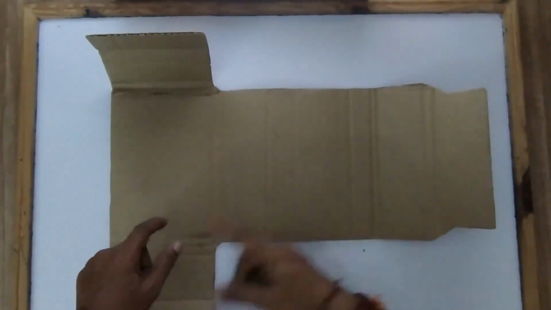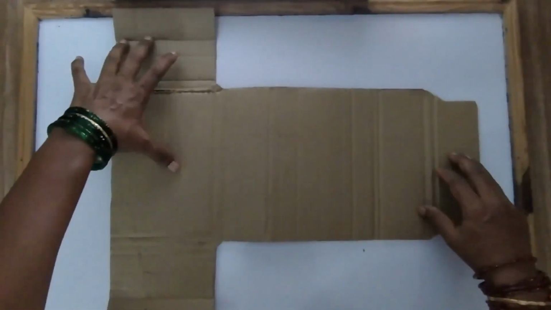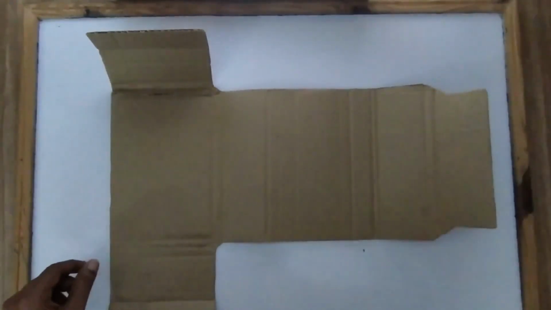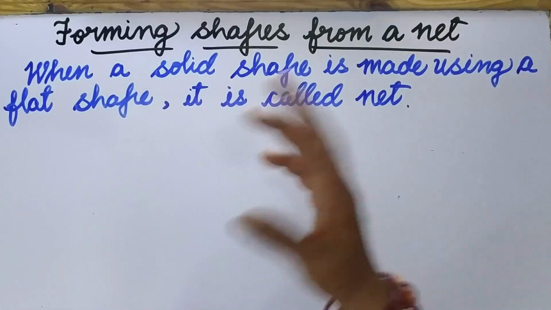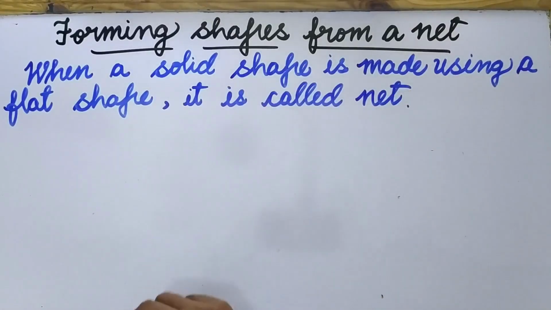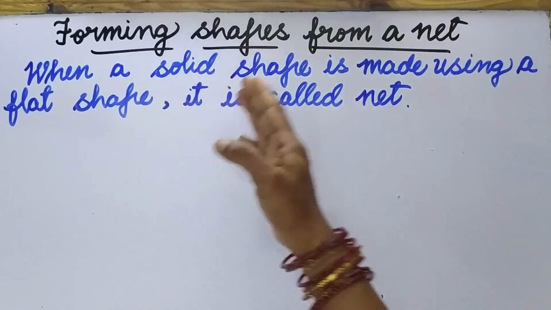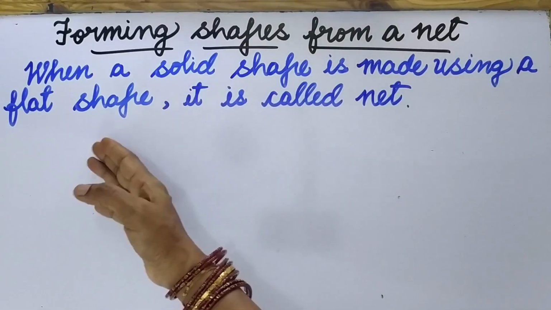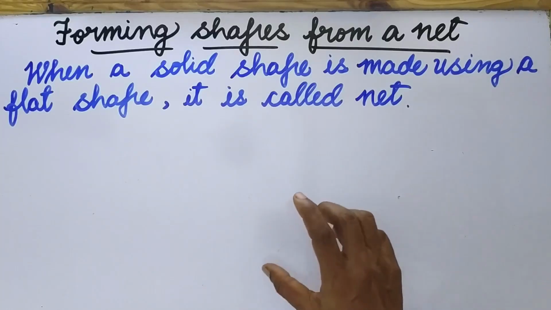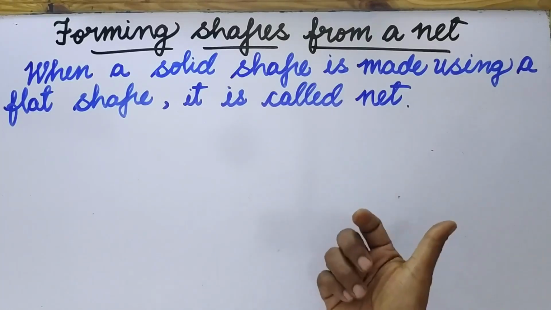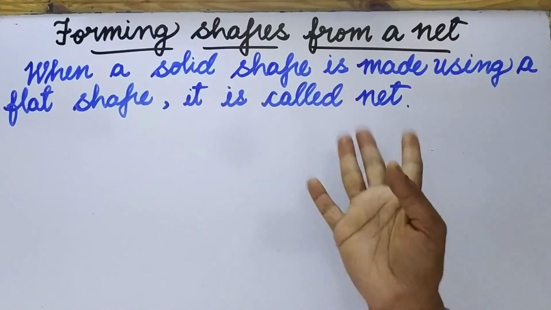Now let us see how to form the shapes from a net. Just now we saw that a box, a solid shape, can be dismantled into a flat shape. When a solid shape is made using a flat shape, it is called a net. Solid shapes are made of many faces, like 6-faced or 5-faced or 4-faced.